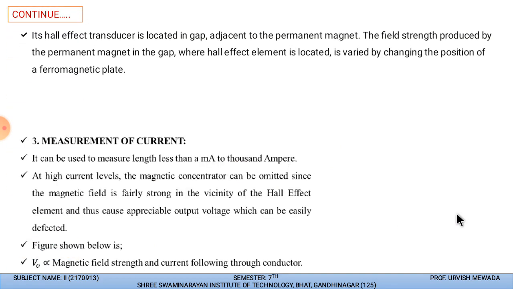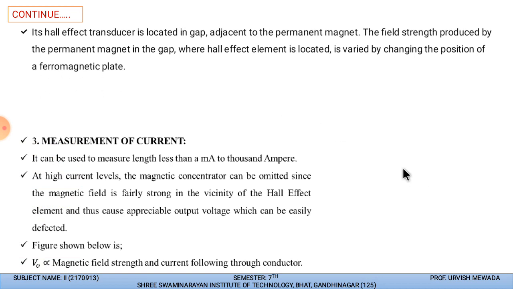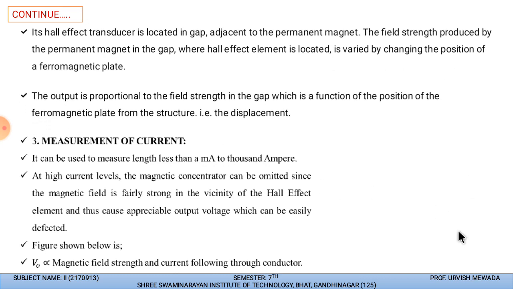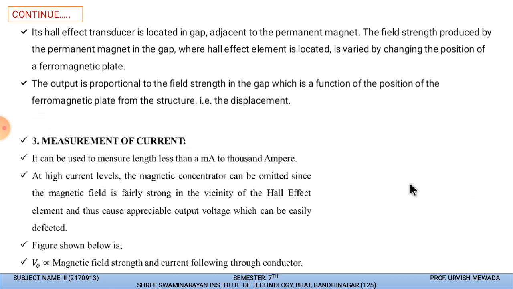Generally the Hall effect transducer is located in the gap, adjacent to the permanent magnet, and the field strength produced by the permanent magnet is in the gap. Where the Hall effect element is located, that plate which is inserted in the gap is varied by changing the position of the ferromagnetic plate, and the output is proportional to the field strength. Means when we move that plate, the field strength will increase or decrease.